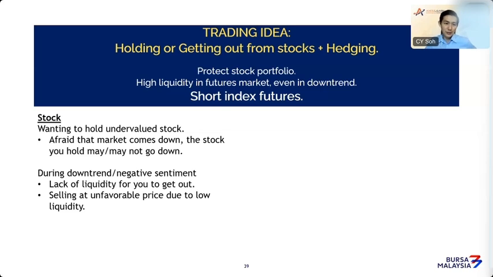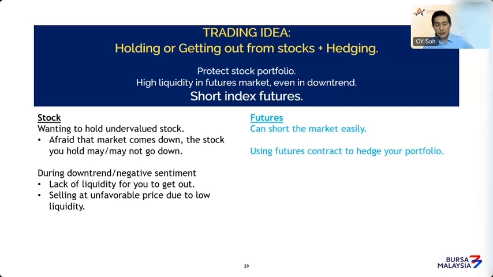especially during a downtrend or negative sentiment, like on that day, Black Monday, it was only a one or two day event, but everyone was very panicked. There is a lack of liquidity for you to get out, because during a panic, buyers do not want to buy, since they do not want to commit themselves to the market. They can bargain more because they want to buy at a much lower price. So if you already hold stocks, it's very difficult to sell. If you want to get out, you can, but you need to sell at a very unfavorable price because of low liquidity.